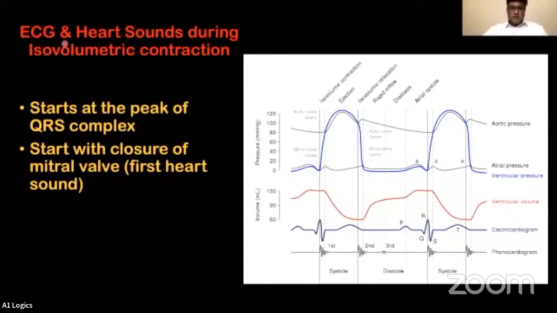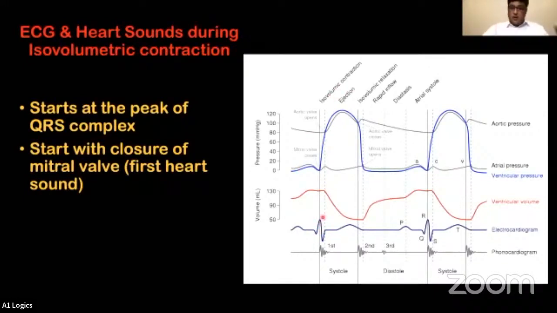Now, what happens in respect to ECG and heart sounds during isovolumetric contraction? Now, the isovolumetric contraction is just the small thing there, the dotted line and the bold line. So that means here, okay? It starts at the peak of QRS complex. So the atrial systole ends at the peak of QRS complex, and the isovolumetric contraction begins at the peak of QRS. So you see it rising up. Peak of QRS complex is where isovolumetric contraction begins.